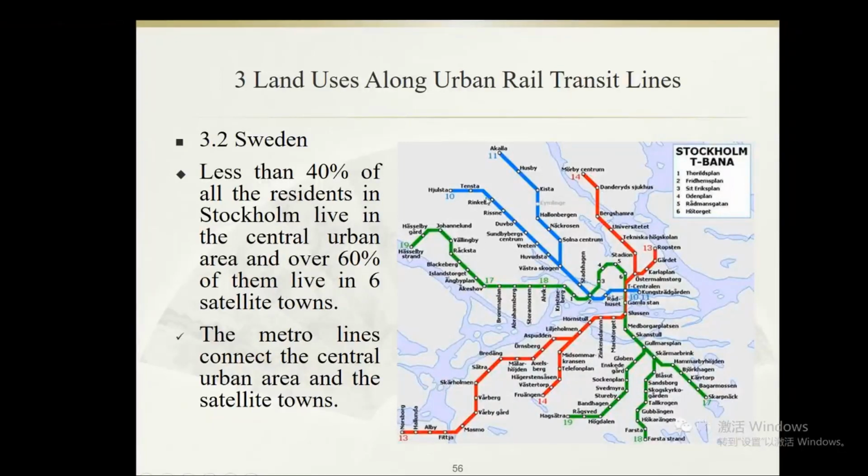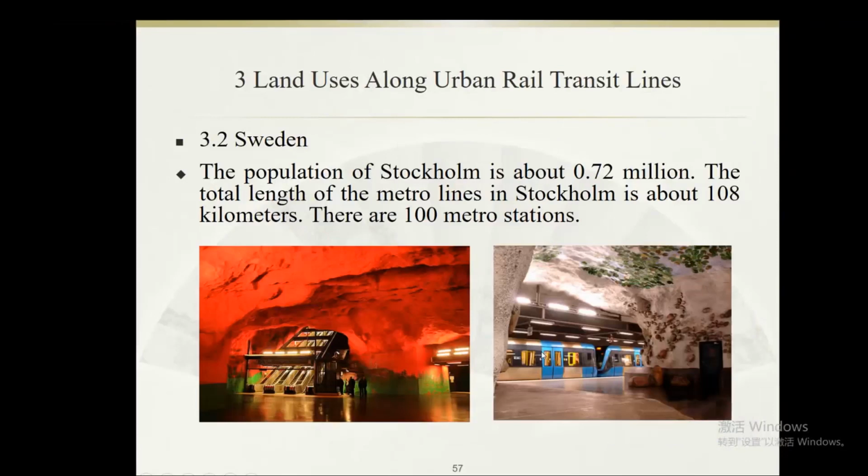And for each pair of centers, they are connected by railway lines. Okay? Different centers are not combined. Okay? So Stockholm has seven city centers. Okay? The most sustainable urban form. This is the core center. The metro lines connect the central urban area and the satellite towns. This is inside one station of the metro lines in Stockholm. Very beautiful, right?